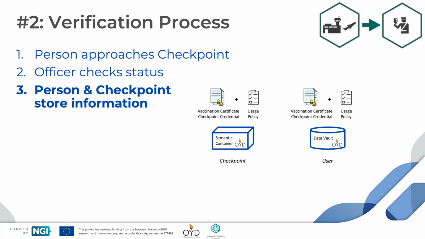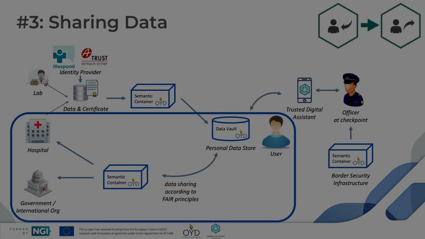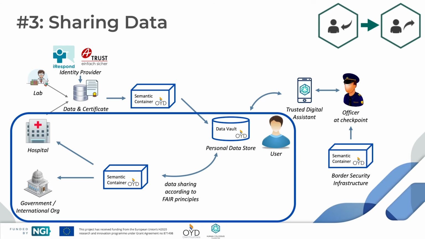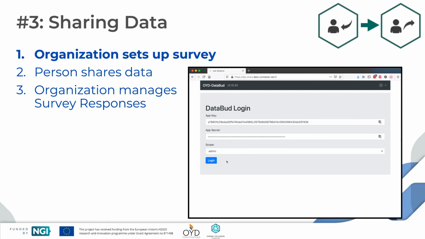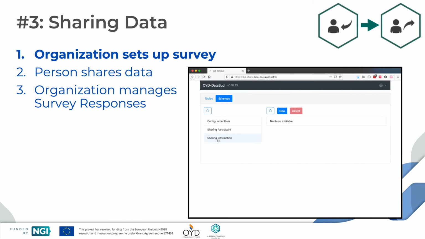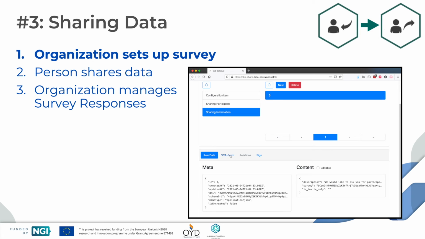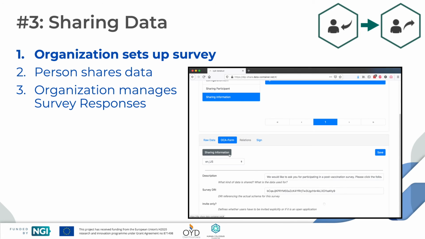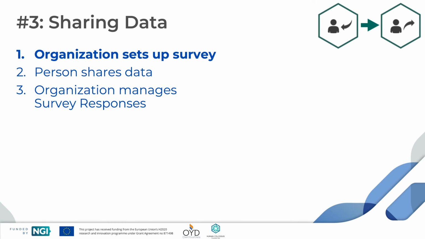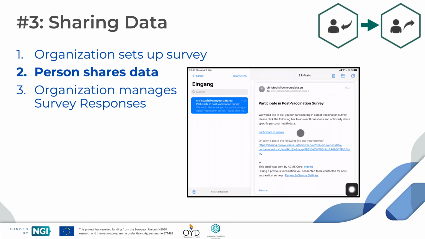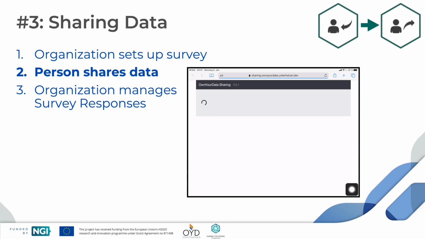trail, all cryptographically secured. We demonstrate secure and traceable data sharing between an individual and an organization in the third data flow. On the organization side, the infrastructure utilizes a semantic container to store a survey and an associated usage policy and a participant list. Each participant receives an email containing a link to access a data sharing plugin for the personal data store, where they can review detailed information regarding the survey.